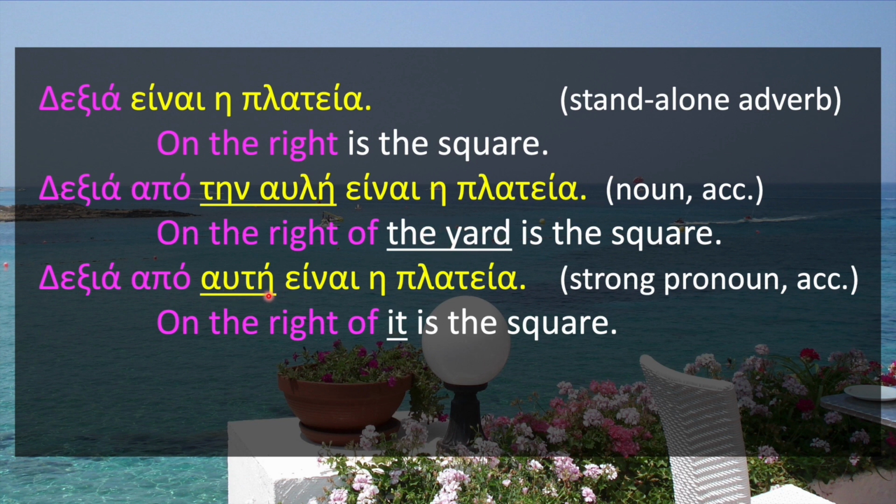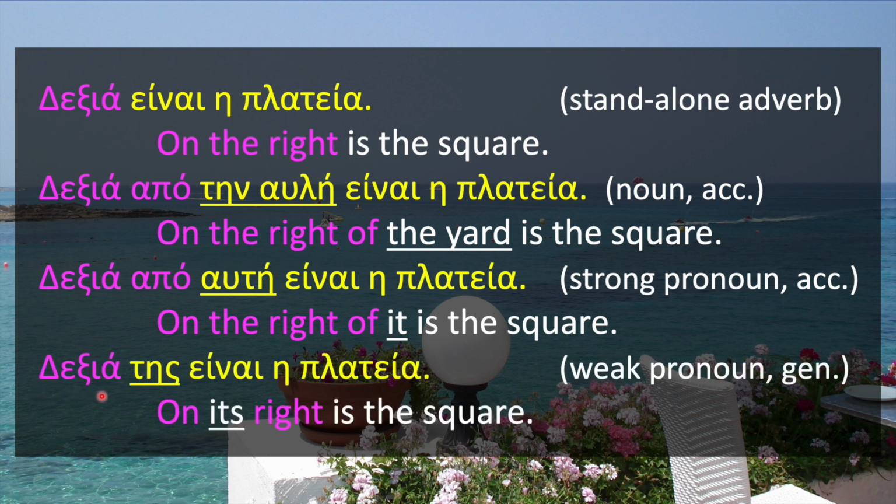Αυτή is the strong form of a personal pronoun. There is one more way to say this. Δεξιά της είναι η πλατεία. On its right is the square. This is the weak form of the personal pronoun and it replaced αυτή.